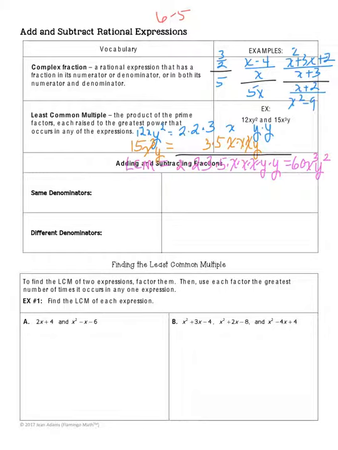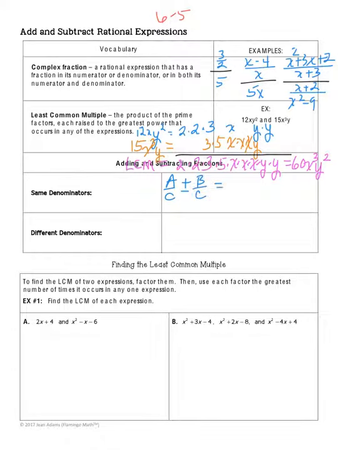So then adding and subtracting, there are only 2 ways that you can add and subtract fractions. Same denominators versus different denominators. So if you have the same denominators, it might look like some fraction a over c, then you can have a plus or a minus, and then some fraction b over the same denominator of c.